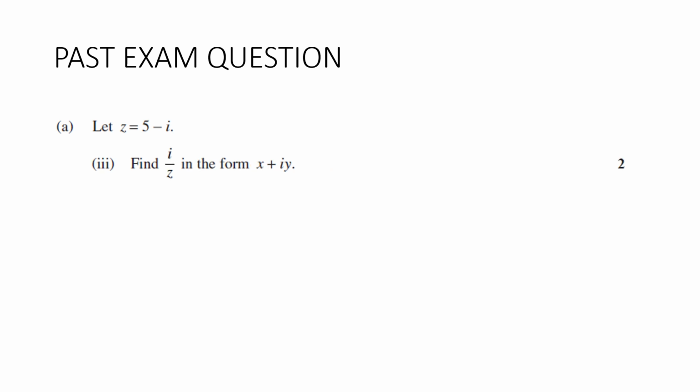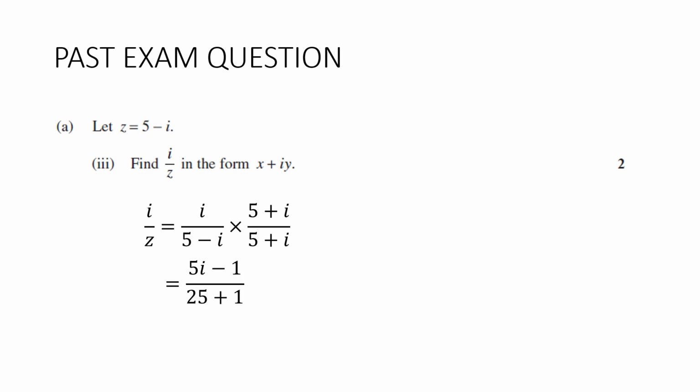And part 3, find i over z in the form x plus iy. So i over z is equal to i over 5 minus i, multiply top and bottom by the conjugate of 5 minus i. And let's expand. So here we're going to have 5i plus i squared, and on the bottom 25 plus 1. Tidying it up, we end up with -1 plus 5i all over 26. And I've split that into 2 terms.